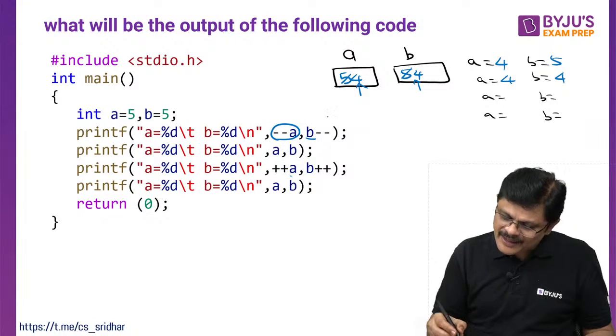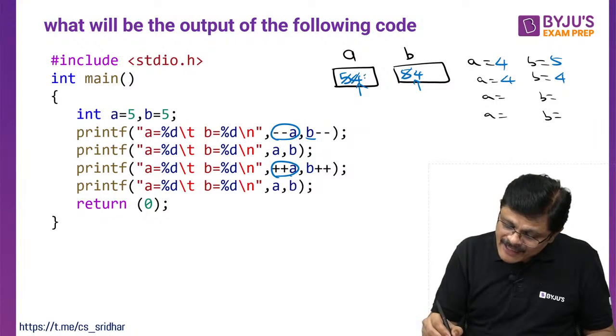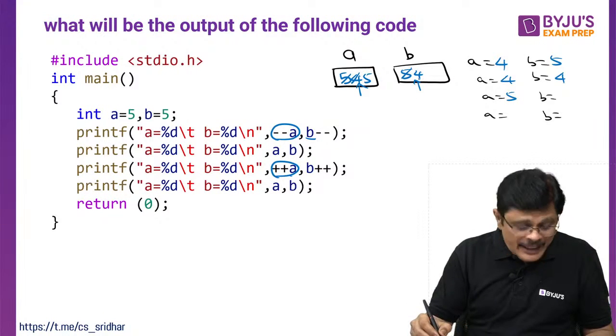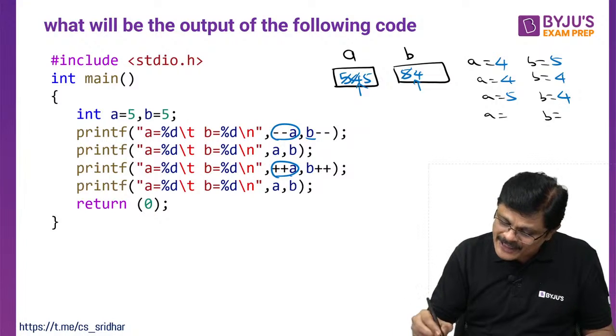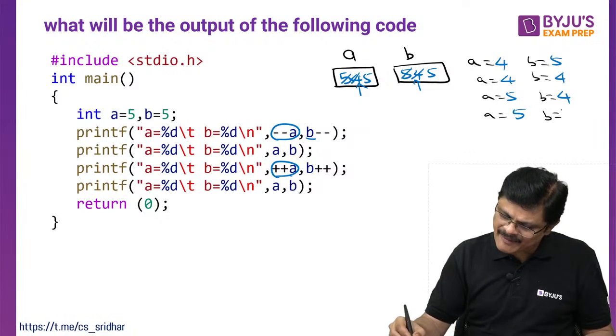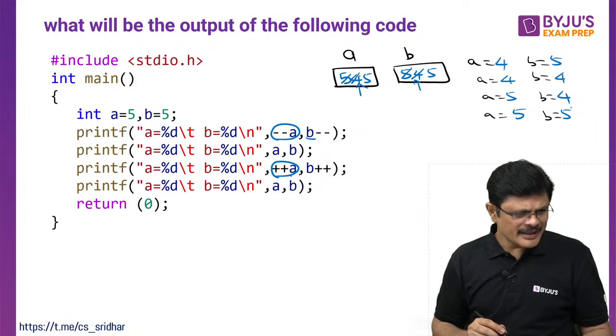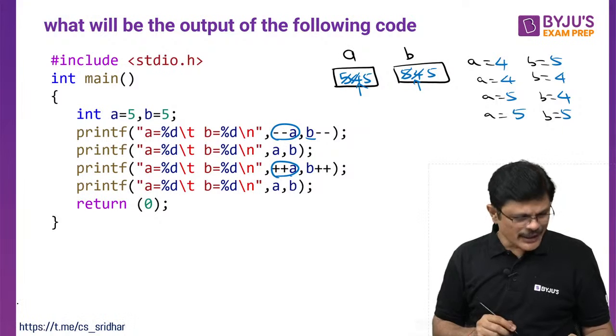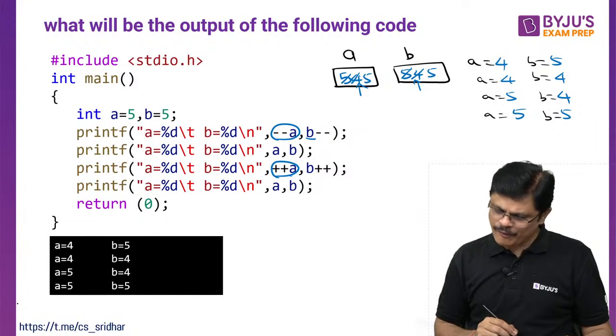Now what happened? We have A 4 and B 4. First A is incremented, 5 is printed, but B is printed before incrementing, so 4 is printed, then it is incremented. Now finally what happens? A, B values are printed. Is that clear? So the answer for this would be this one, sir. 4, 5, 4, 4, 5, 4 and 5, 5.